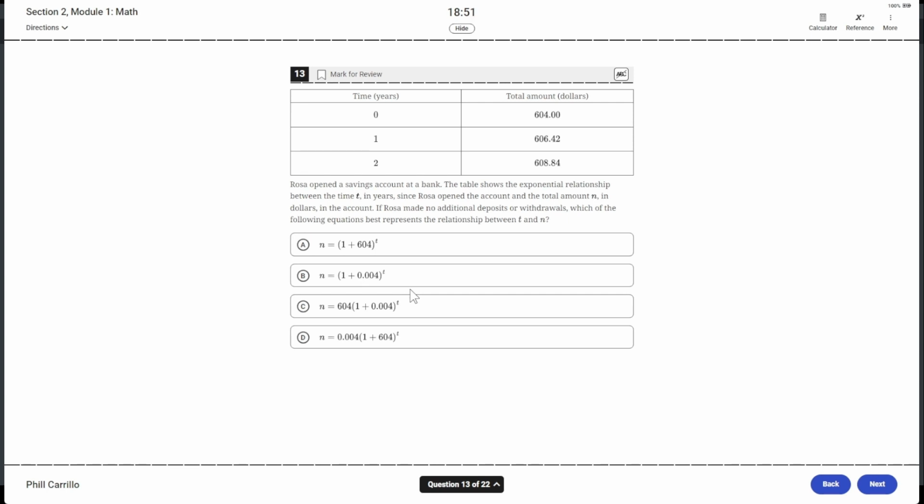So this is compound interest, eh? All right. Well, it can't be A or B because it has no principal, no initial value, and it's supposed to have 6 or 4 in the equation. A is just ridiculously, what is this? 1 plus 64?